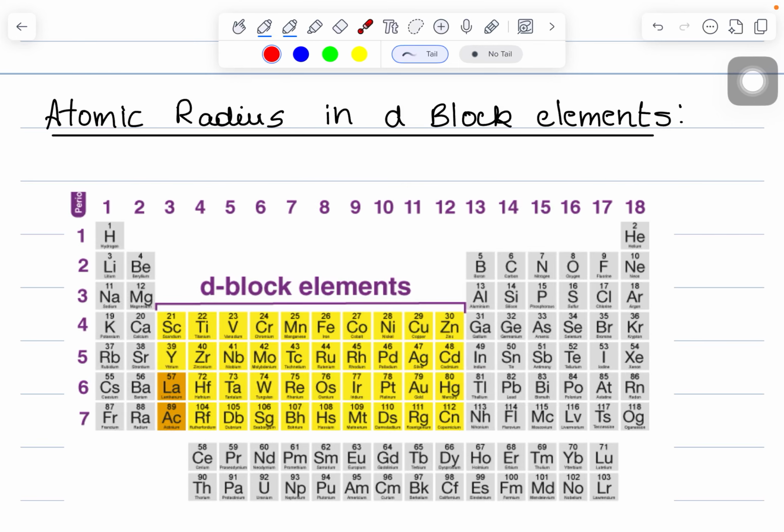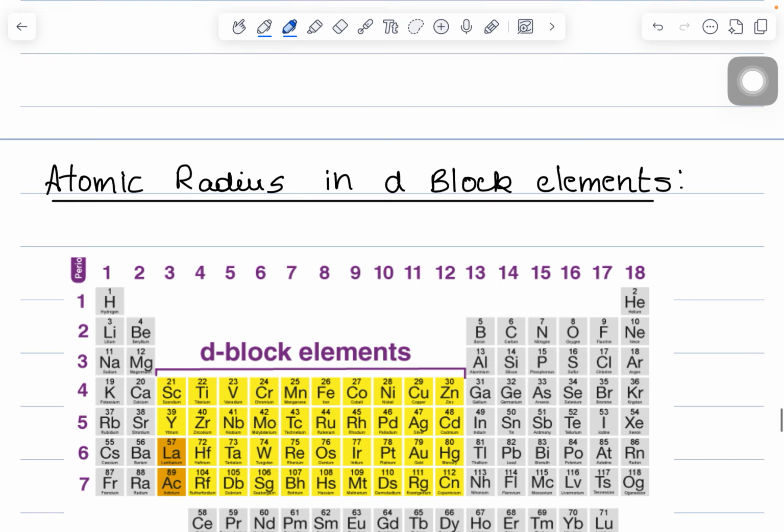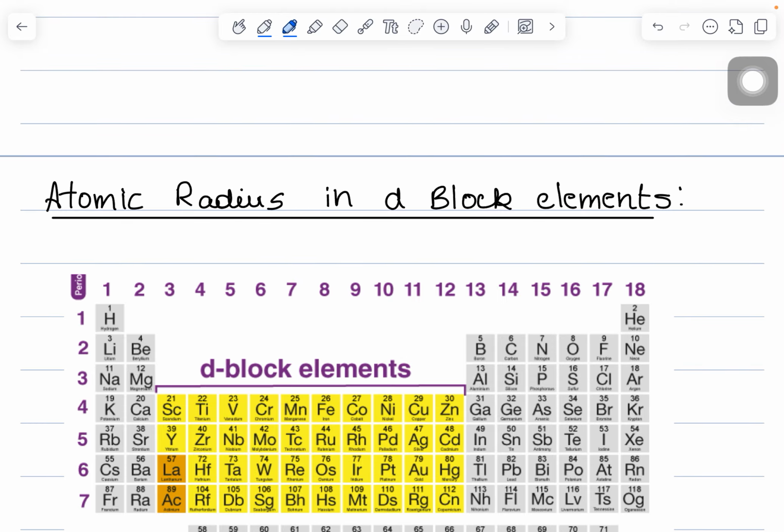Hello all. In this video we will be studying atomic radius in d block elements. Before that, let's have a quick recap of what we have studied. Atomic radius along the period decreases, whereas down the group it increases.